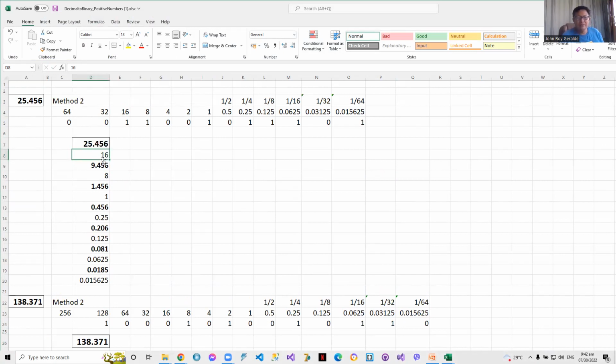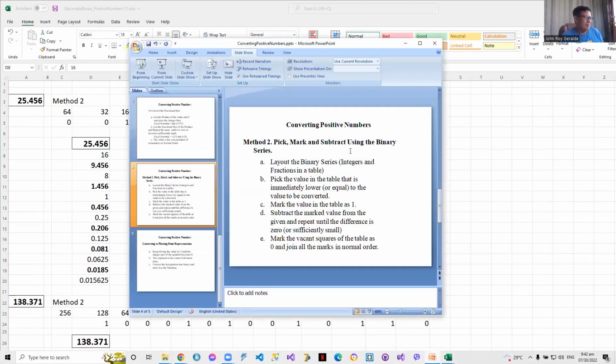Pick, mark, and subtract. Do you follow? This is what we are going to do: pick, mark, and subtract in Excel using the binary series. The first step to convert fixed point numbers is to lay out the binary series, both for integers and fractions. Then we repeat the following steps. Pick the value in the table that is immediately lower than the value to be converted. Mark the value in the table as 1. Then subtract the value from the given and repeat until the difference becomes 0 or sufficiently small.